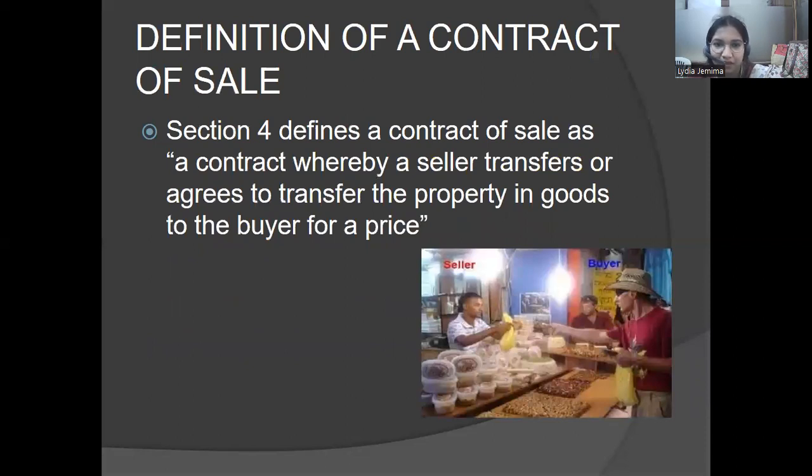Then we have the definition of contract of sale. What do you mean by a contract of sale? Section 4 defines the contract of sale as a contract whereby a seller transfers or agrees to transfer the property in goods to the buyer for a price. Here the seller is agreeing to transfer the property in goods. When the property in goods is transferred, in turn the buyer has to pay a price for the product which he buys. That's when the ownership gets transferred.